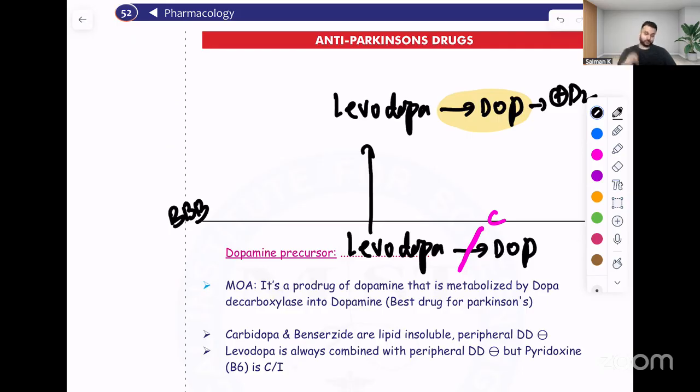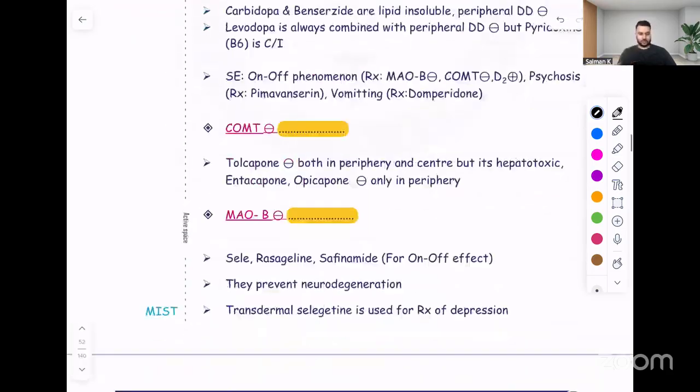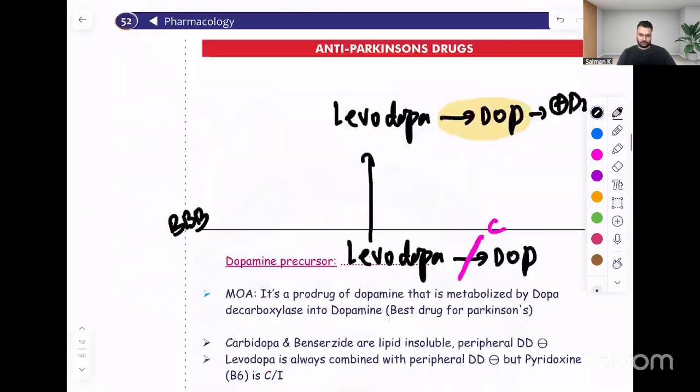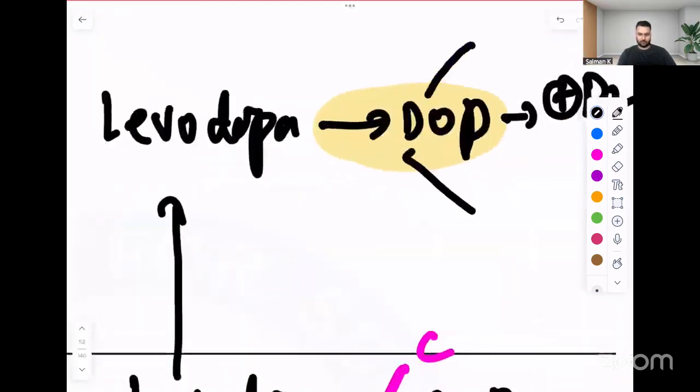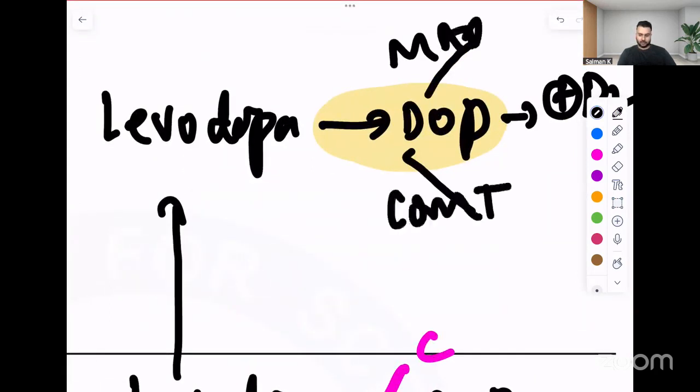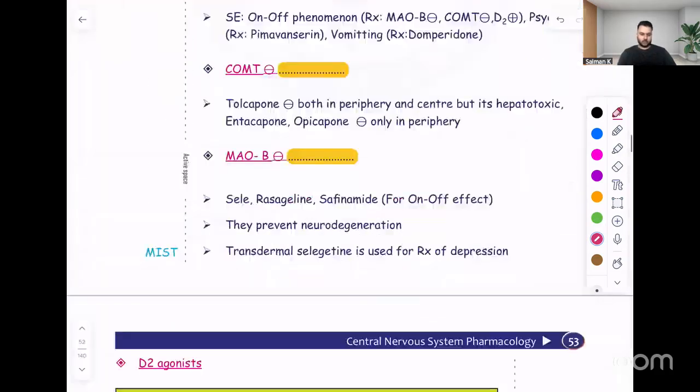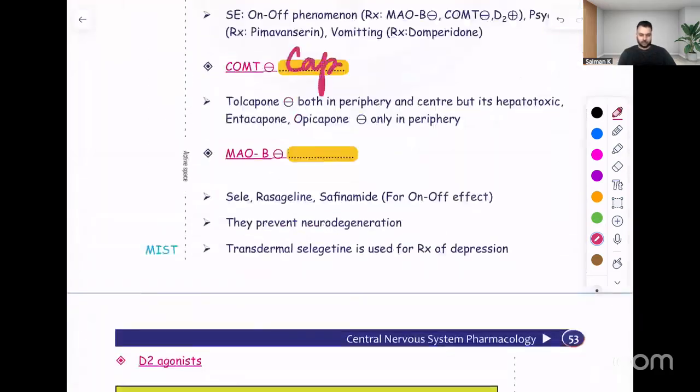Done. Now that we have said this thing, this dopamine could also be broken down by enzymes like MAO or COMT. That's why we got some other drugs like MAO inhibitors and COMT inhibitors, right? So two drugs we got here, MAO inhibitors and COMT inhibitors. So COMT inhibitors are drugs by the name of capones. MAO inhibitors are the drugs like gilines, okay?